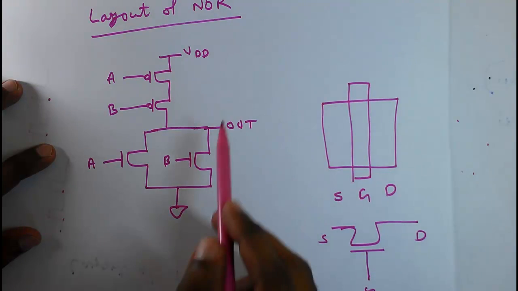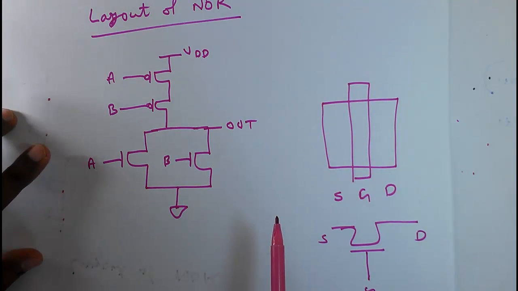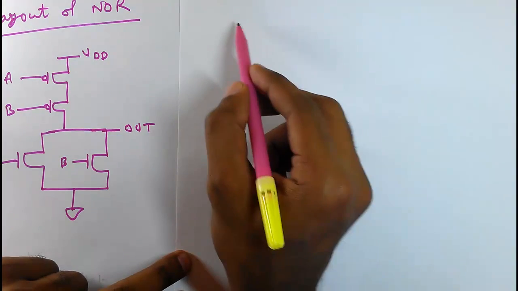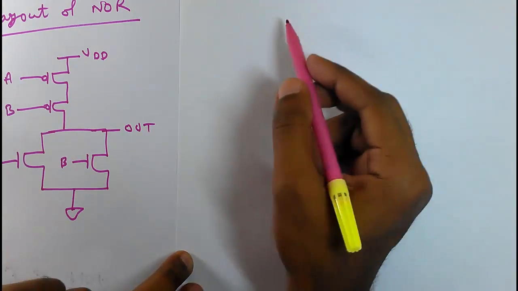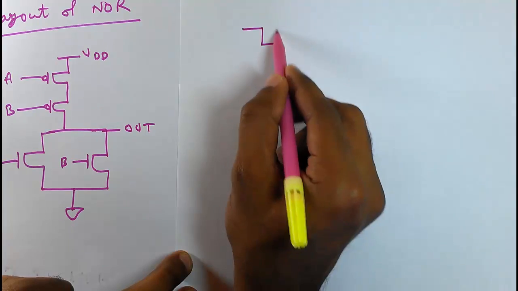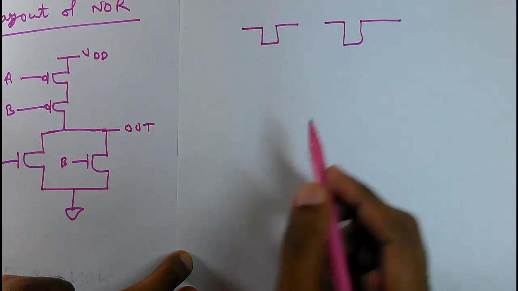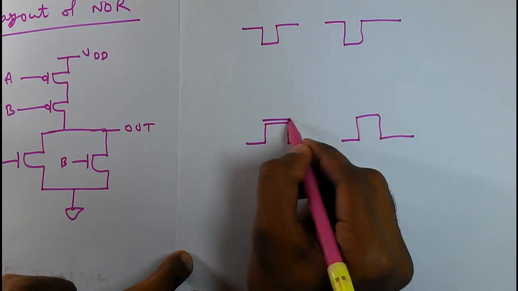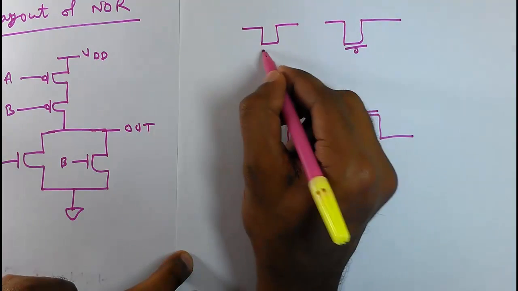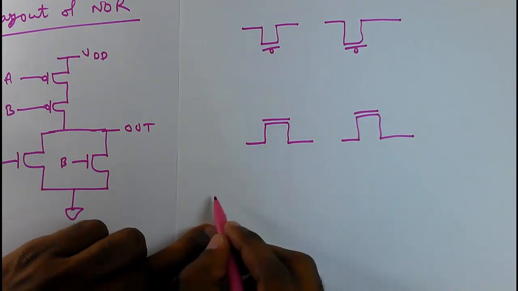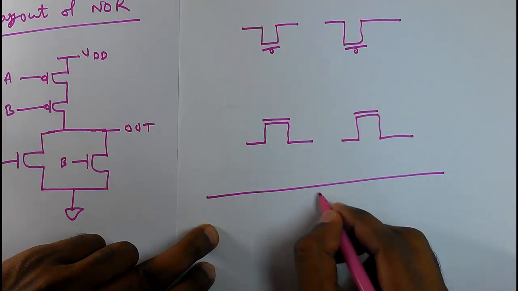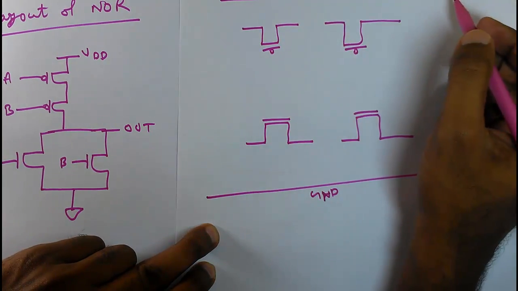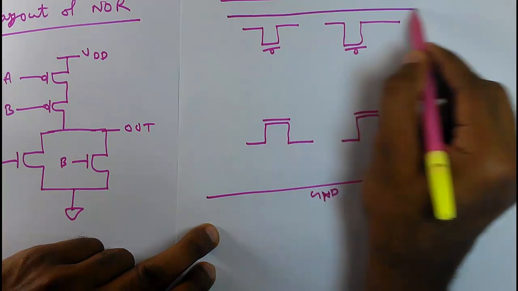So I am redrawing the same schematic in a horizontal way. So we have two PMOSes. I am drawing the two PMOSes. We have two NMOSes also. I drew two NMOSes also. This is PMOS. And this is the ground terminal. And we have VDD also.